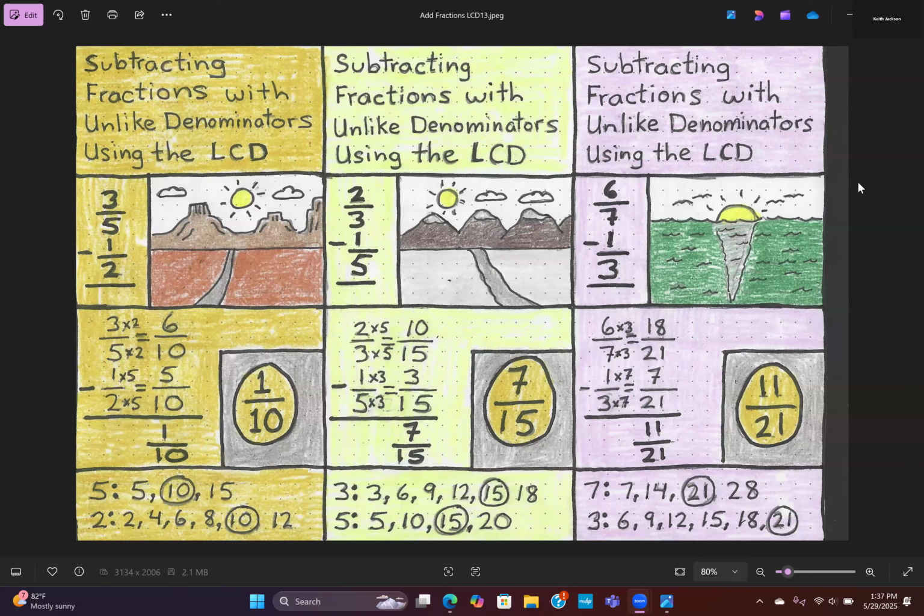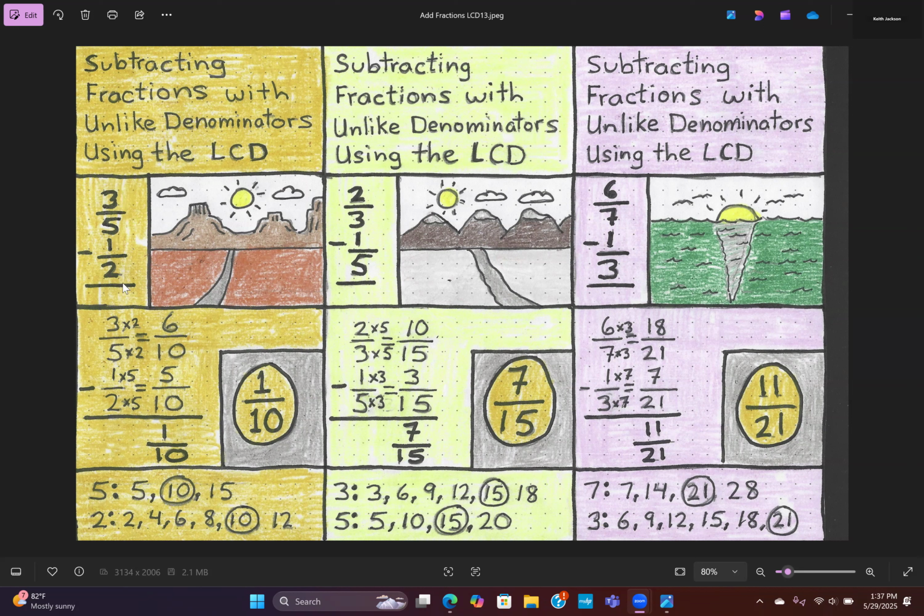In this video, we're going to learn how to subtract fractions with unlike denominators using the least common denominator method. And the least common denominator is just simply the least common multiple of the two denominators that you see in these examples. And with that in mind, let's go with our first example in which we have 3/5 minus 1/2.